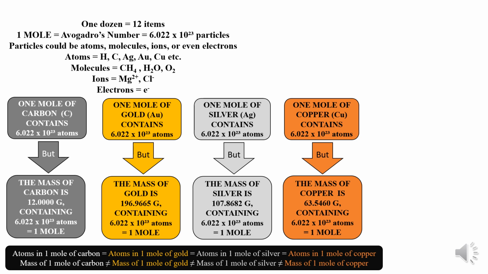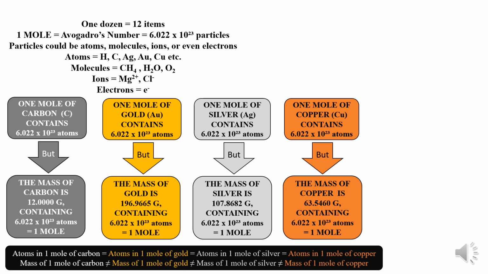So what is it that we have learned from these 4 elements and their respective mass values? The Avogadro number of atoms in all these 4 elements is one and the same, that is 6.022 into 10 to the power of 23 number of atoms. But when you consider in terms of mass or weight, 1 mole of carbon is not equivalent to the mass of 1 mole of gold, which is not equivalent to the mass of 1 mole of silver, which is not equivalent to the mass of 1 mole of copper.